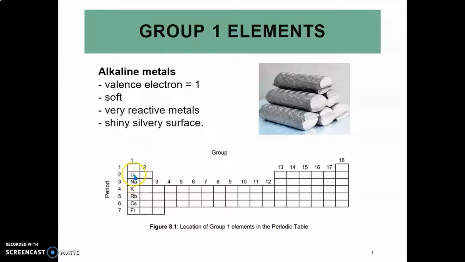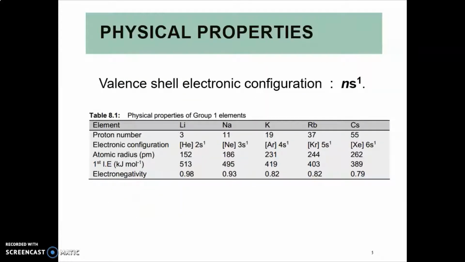Alkaline metals consist of lithium, sodium, potassium, rubidium, cesium, and francium. But francium is radioactive, and we will not discuss it in this lesson. Okay, this table shows the physical properties of group 1.